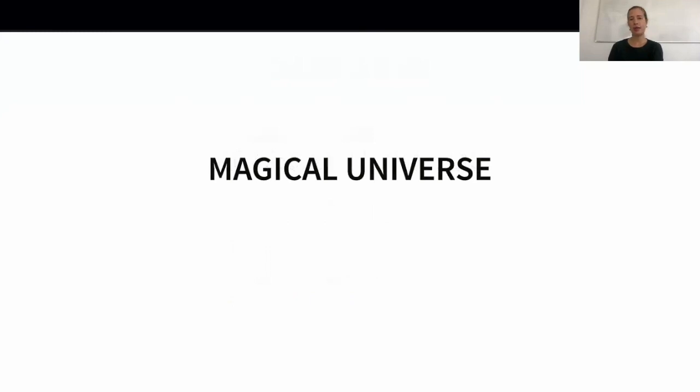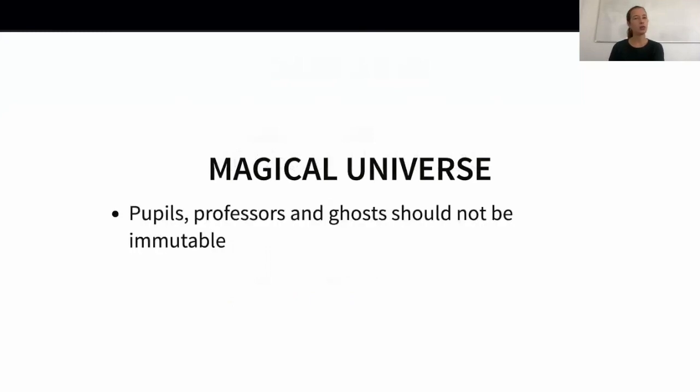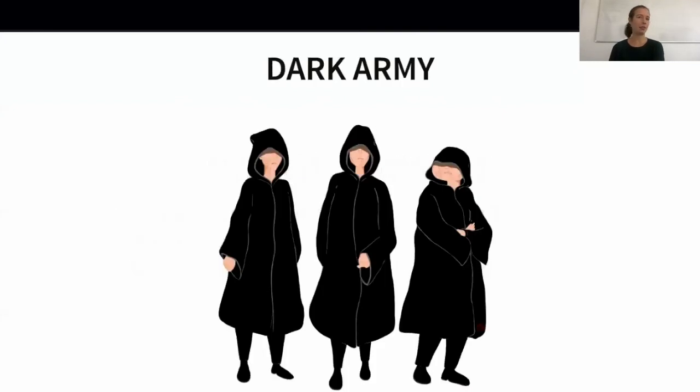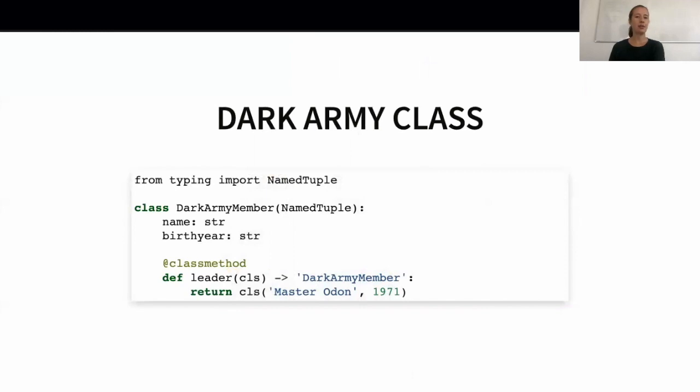Let's think about our magical universe. We don't want our pupils, professors, or ghosts to be immutable. For example, the pet of a pupil might change. A suitable group of people for an immutable class are the Dark Army members. Why the Dark Army members? Because once you become a member of the Dark Army, there's no way back. Each Dark Army member will have a name, a string, and a birth year, which should be an integer, not a string. Sorry for that mistake.